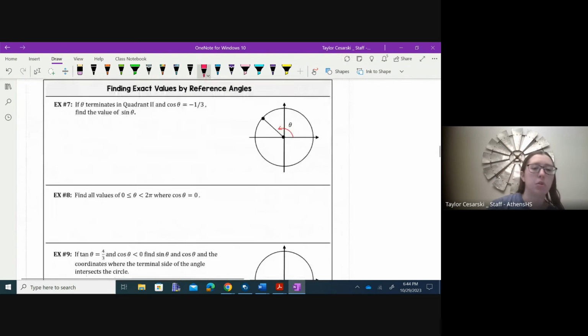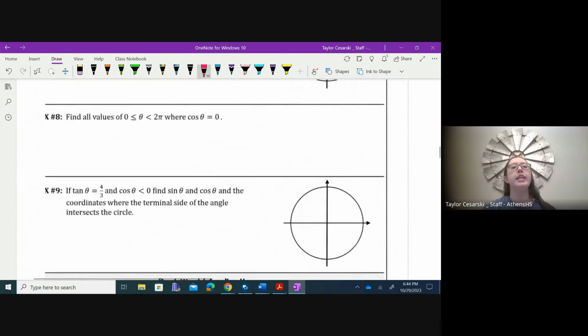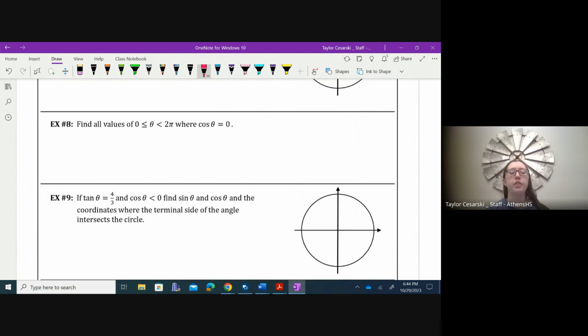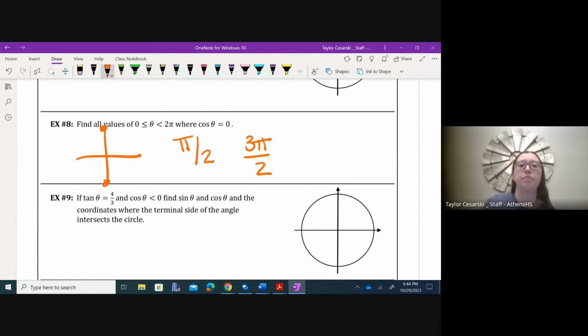All right, 2 more. We're going to look at examples 8 and 9. Now, 8, it just says find all values of theta between 0 and 2 pi where cosine is 0. Cosine is my x value, so we're thinking, where have I not moved left and right at all? Well, that would be at the top and at the bottom of my circle. That is therefore pi over 2 and 3 pi over 2. And that's it.